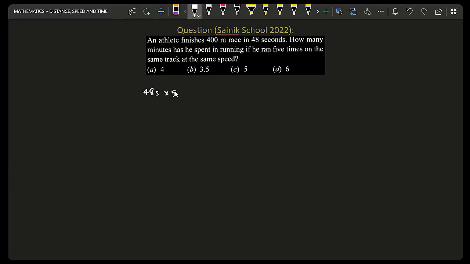But the answer they're asking in terms of minutes, and we have the units of seconds. Sir, they asked in minutes. Minutes. So how to convert seconds into minutes? Sir, divide by 60. Yes. So you're going to get 48 into 5 when you divide by 60, and the seconds will be converted into minutes. Right? Yeah, now simplify this.